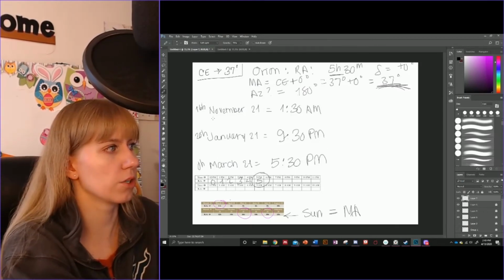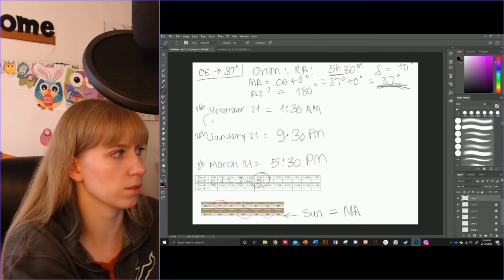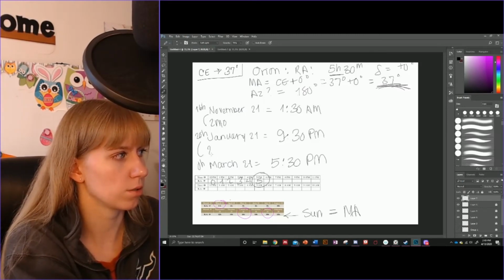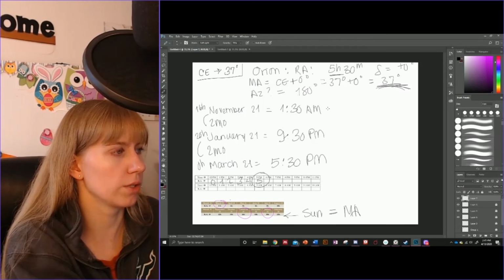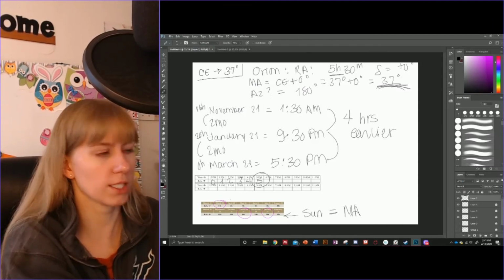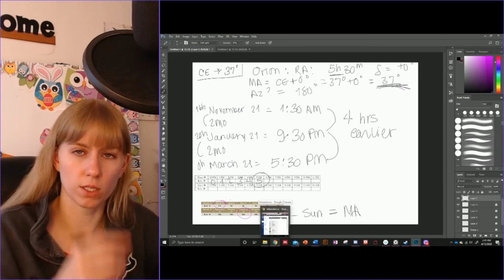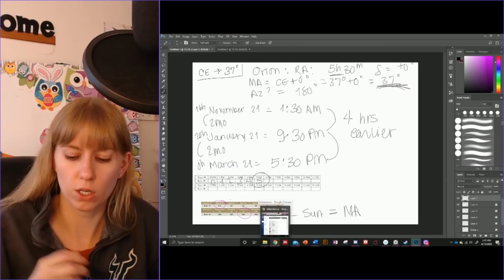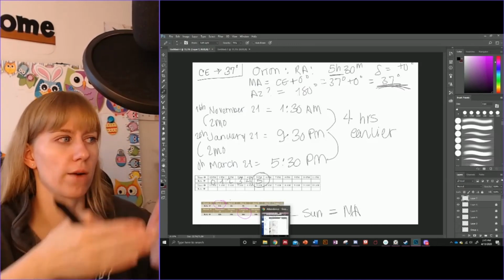One thing you're going to notice here is that we're skipping 2 months, 2 months, 2 months. And what you're going to find on this side is that each time it's going to jump 4 hours earlier. And that's an interesting concept that ends up happening. As you go 2 months later, you end up having your star rising 4 hours earlier each time.